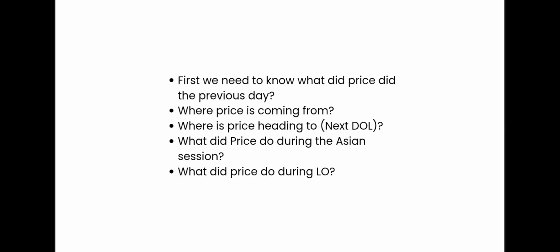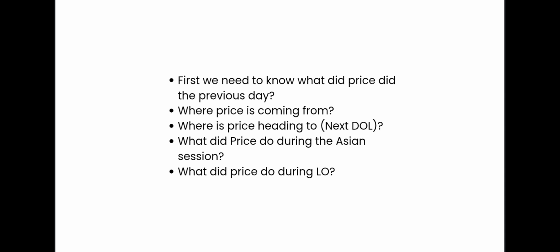Now, before we start trading off the H4 candle, we need to have a clear understanding of price from the higher time frame, which we call the top-down analysis. So first things first, we need to know what price did the previous day. This is so important. What did price do the previous day? We need to know where price is coming from, right? We also need to know where price is likely going to head to, which is the next strong liquidity.